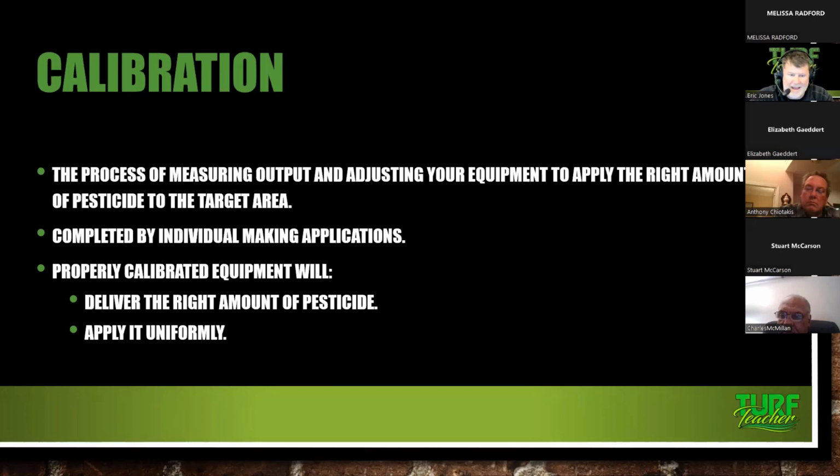His pace is going to be a lot faster. Mine's a little bit slower. Your taller people are going to be moving a lot faster. Your shorter people are going to move a lot slower. And the slower you go, the more pesticide you apply. The faster you're going, the less you apply. So you've got to calibrate it for the individual making the applications. And if you have properly calibrated equipment, it will deliver the right amount and it will apply it uniformly.